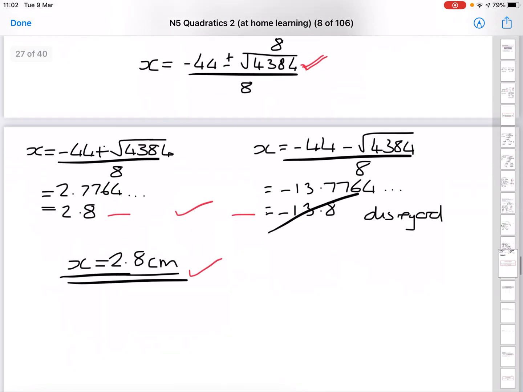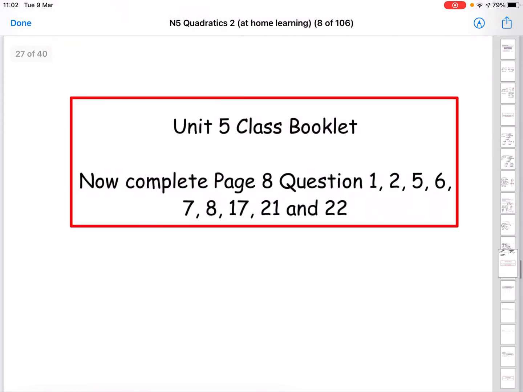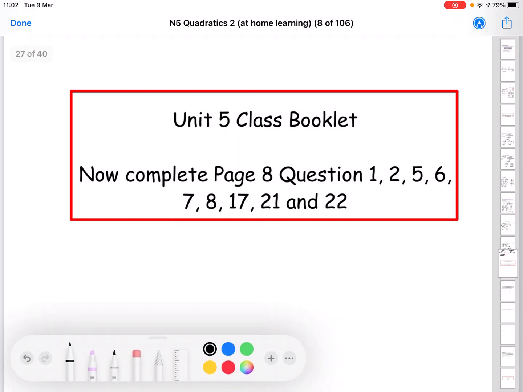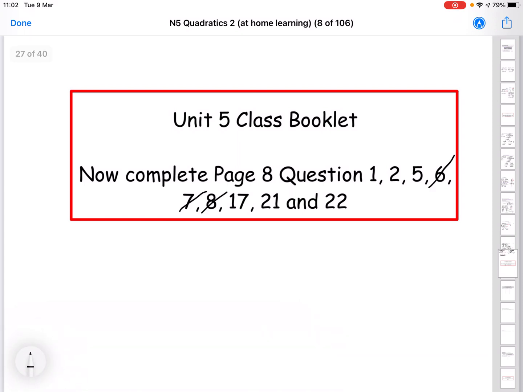So what I would like you to do here is try these questions from the booklet. So I'm actually going to narrow these questions down just because there's quite a lot of questions there. I'm going to ask you to leave out questions 6, 7, 8. Don't bother with those ones, okay? So leave those out. There's a couple of questions there that are similar, so I'm going to narrow this down for you a wee bit today. So I'd like you to try from page 8, questions 1 to 5, 17, 21 and 22. The last couple of questions are problem solving, quite unusual looking questions.